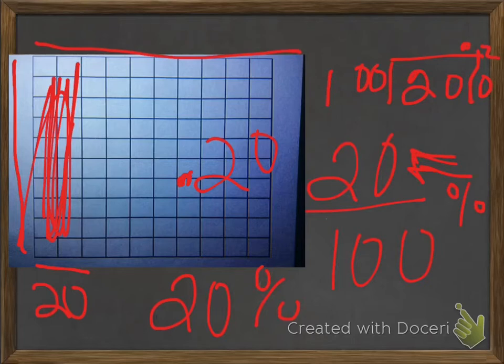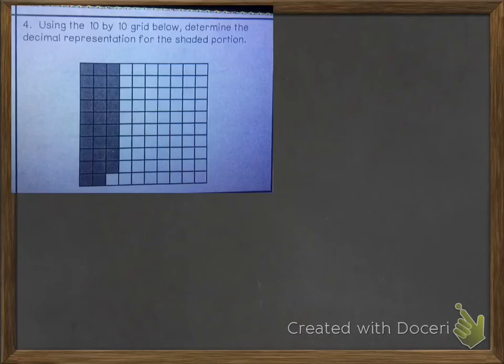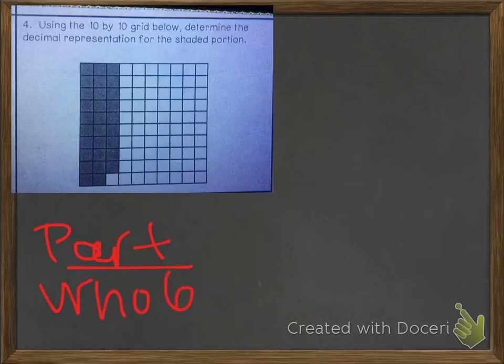So let's look at that a little closer about trying to find the decimal. Here we have a 10 by 10 grid below. It is asking for the decimal representation for the shaded portion. So we already know it's part over whole. And as we know it's already part over whole, we are going to put it over 100 because you can tell this is a 10 by 10 grid.